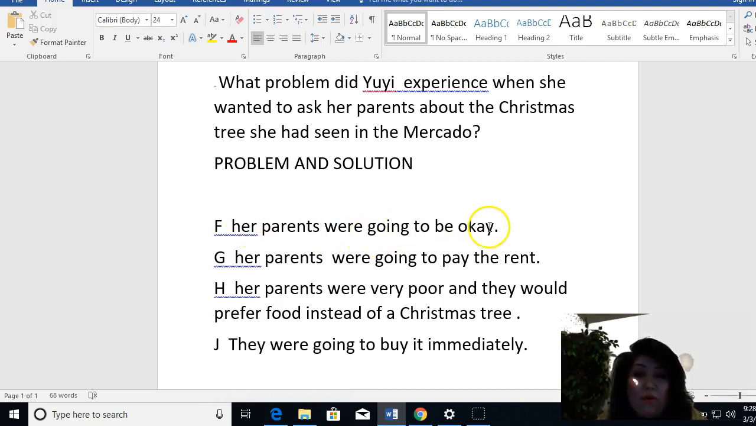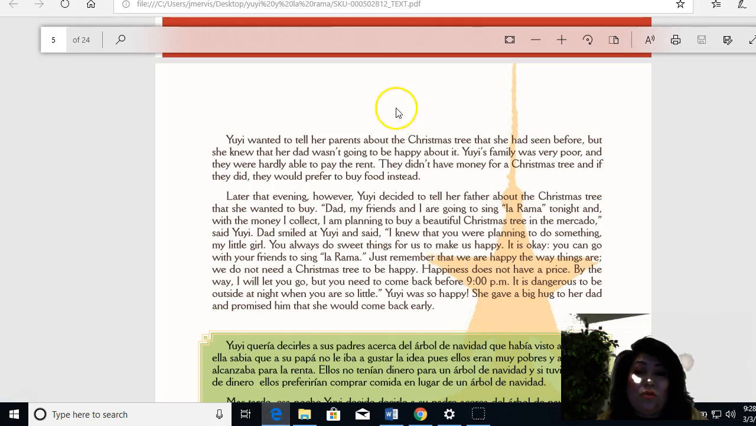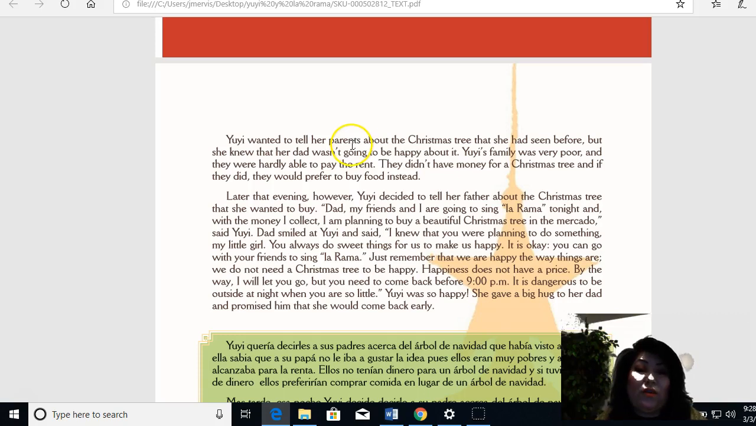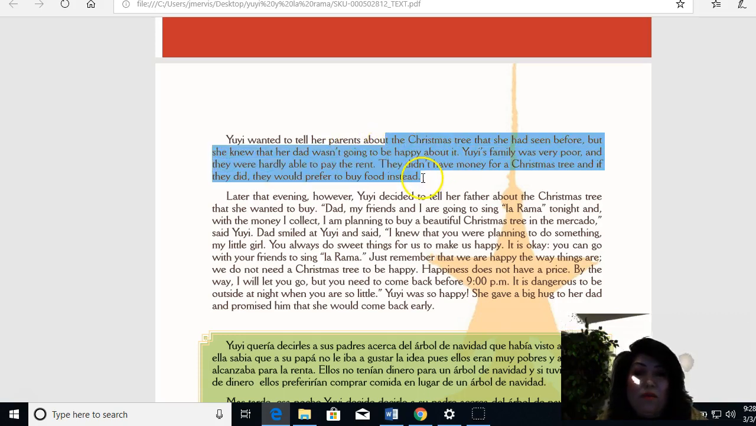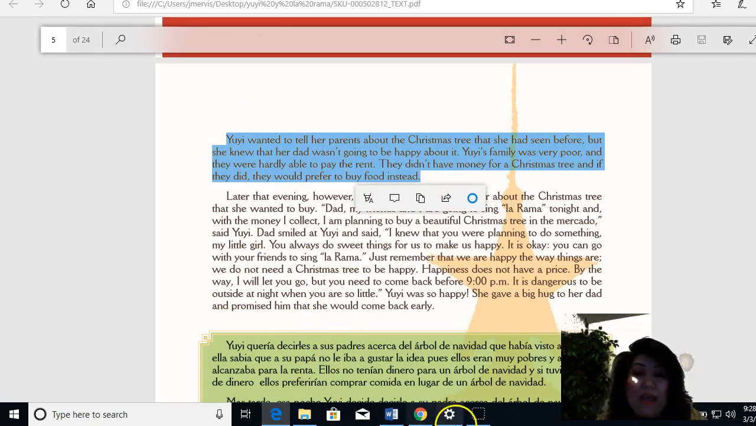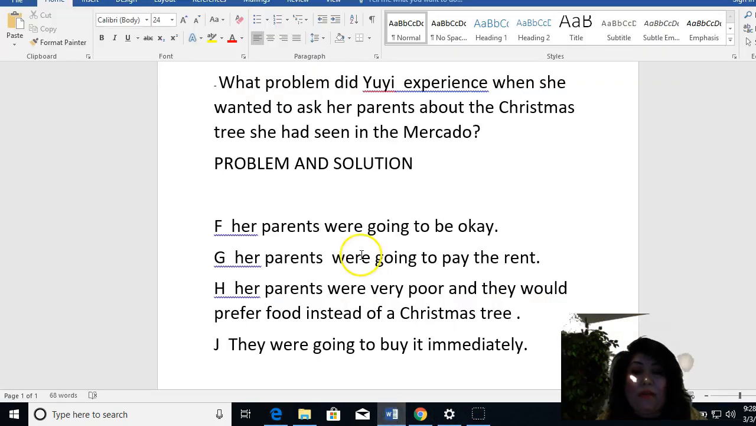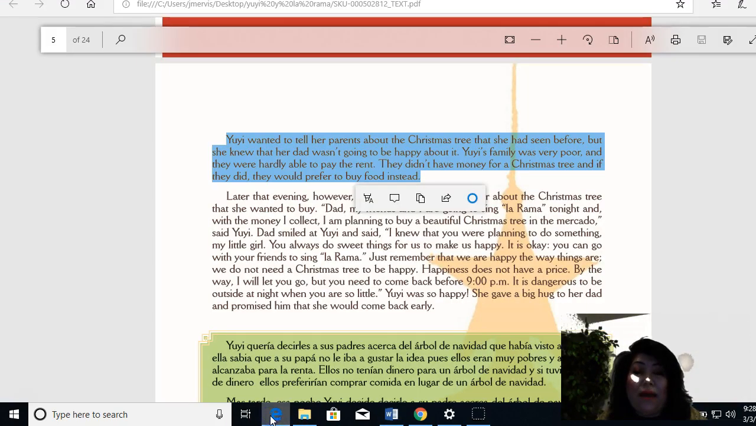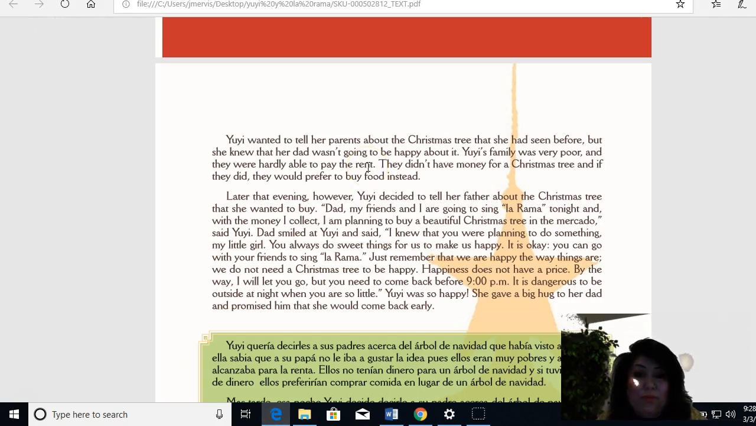So her parents were going to be okay. Let's see if that's true. You reread everything again, or you can do a skimming. You can put your finger in the middle and you just find out if the parents were going to be okay. No, it doesn't say that. So then you go back to the answers and you cross out this one, because this one is not the answer. And then her parents were going to pay the rent. You go back and see if that's true.